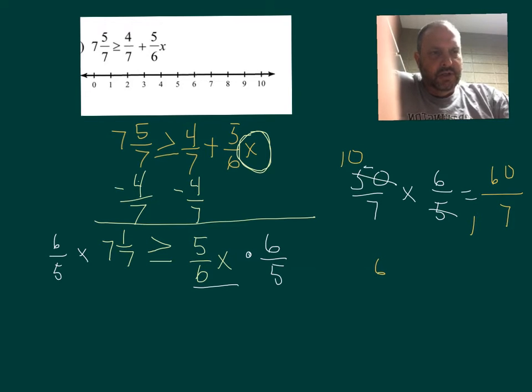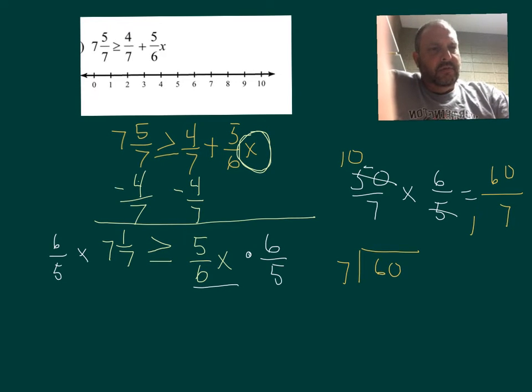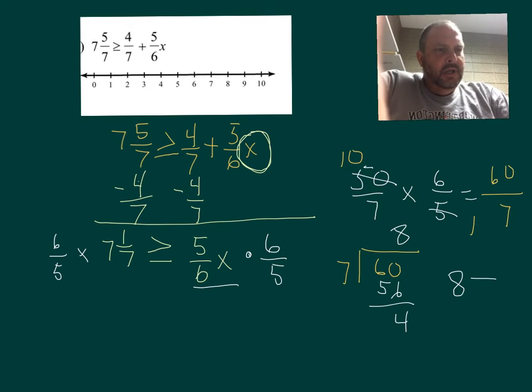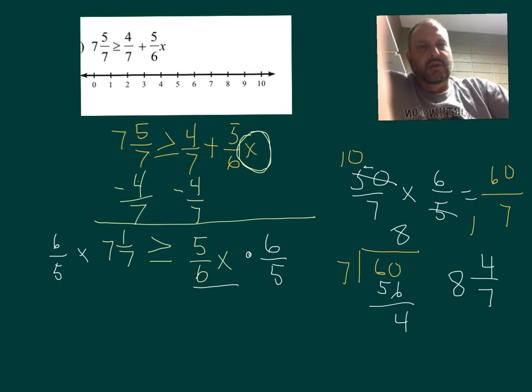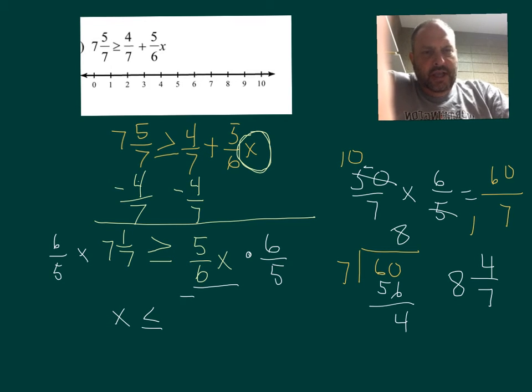I think I'll just write it this way to show you what we're doing. 7 will go into 60 8 times. 56. I have 4 left over. Put it all together. 8 is my whole number. 7 is what I'm dividing by. My leftover piece is 4. So I have x is less than or equal to 8 and 4/7.